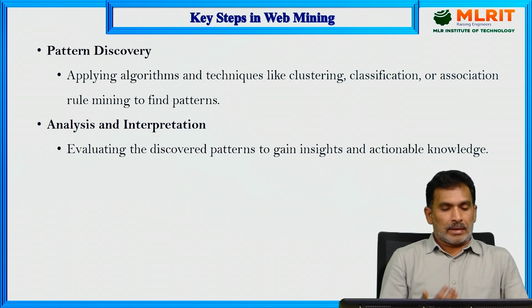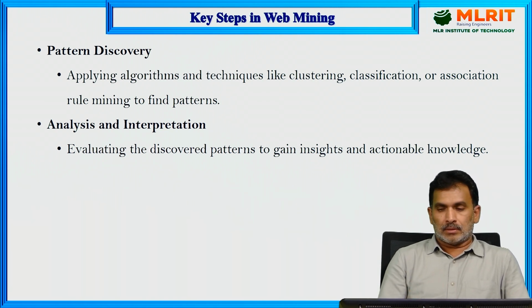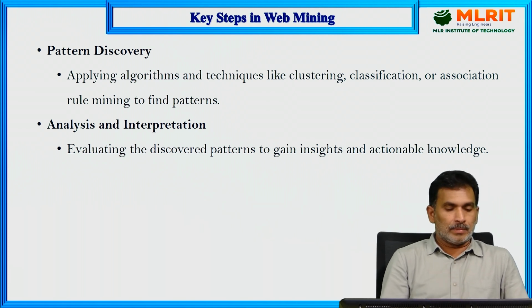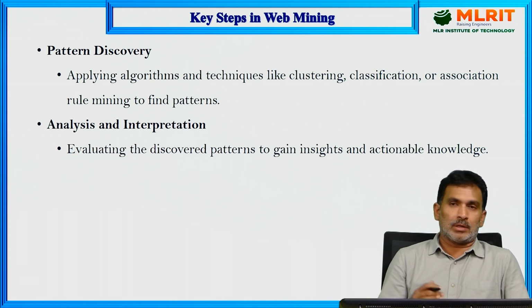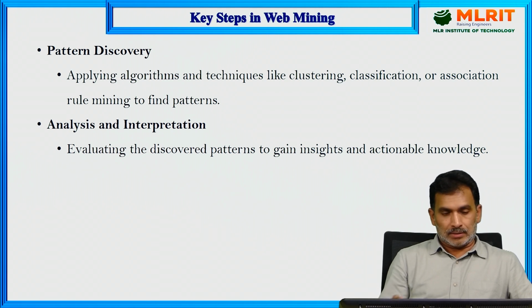Next is analysis and interpretation. Once we find the patterns or knowledge by applying classification, clustering, or association rule mining, that needs to be analyzed and interpreted. That is evaluating the discovered patterns to gain insights and actionable knowledge: what actions we could take and how we react on those results or analysis. So these are the steps.